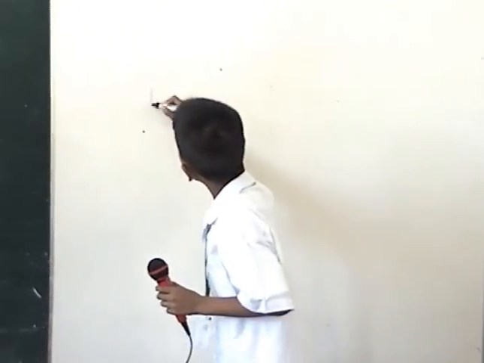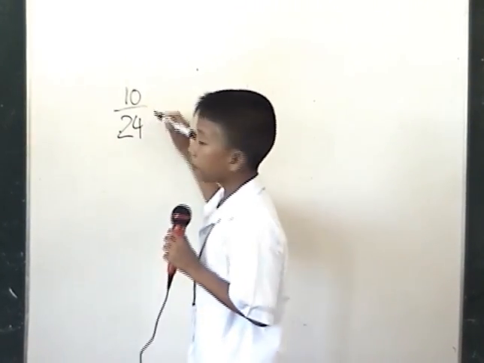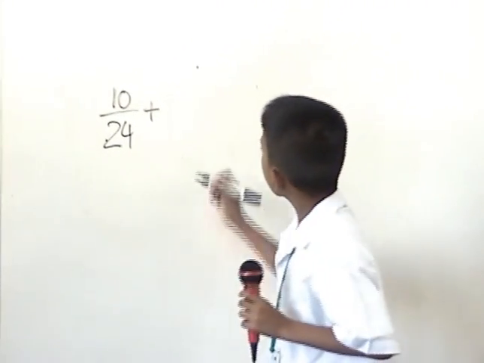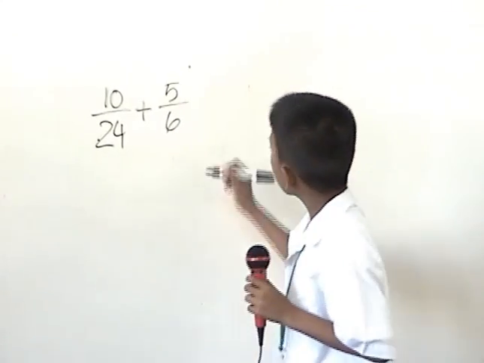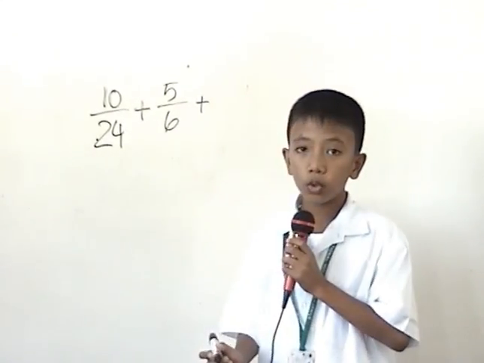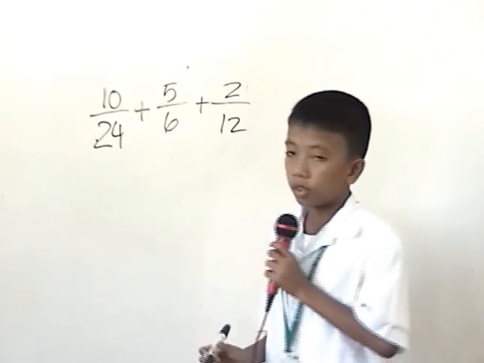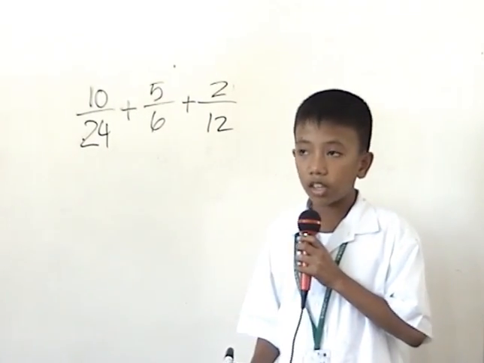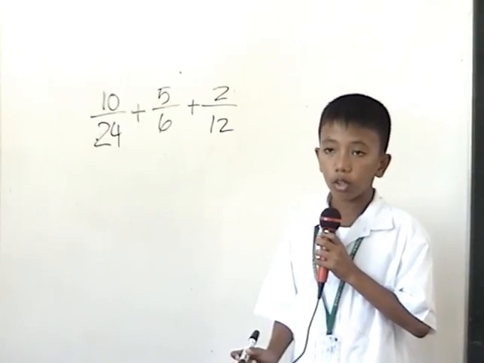To add 10/24 plus 5/6 plus 2/12. We need to find the LCD of the denominators. The LCD of 24, 6, and 12 is 24.